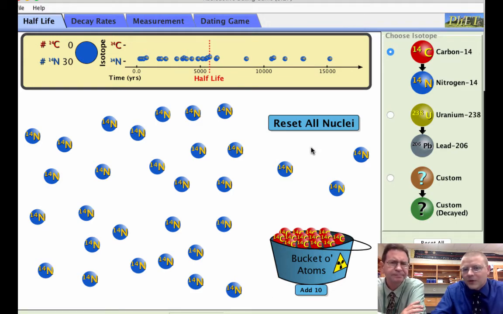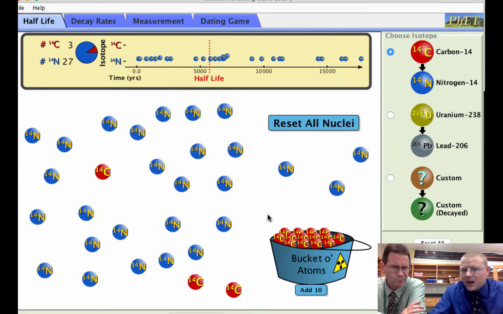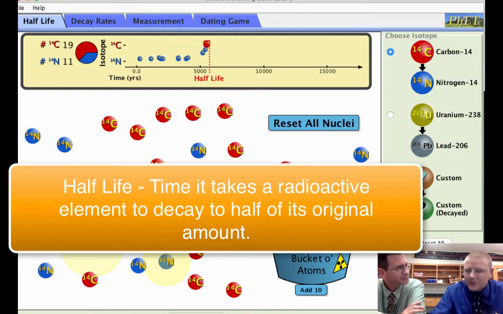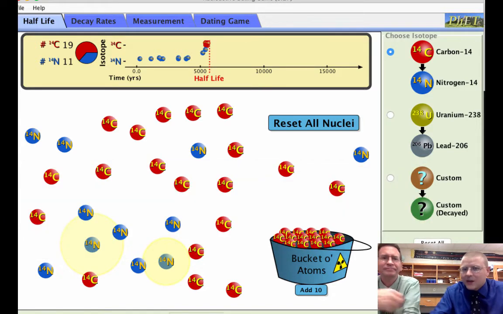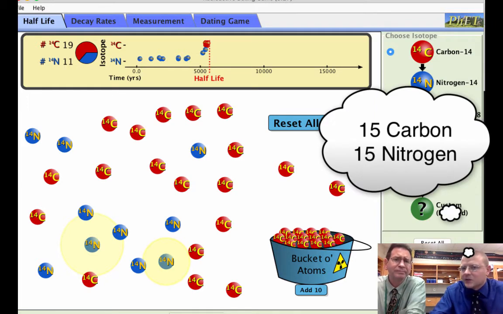So what we want to do, if I rerun that and reset it, is that every so often, if I start off with 30 carbon atoms, I lose so many by a particular point. If I started with 30, I would end up with 15, and that's what we call the half-life. By definition, a half-life is the time it takes for a radioactive element to decay halfway, to half of its original. That's right. So we started with 30 carbon atoms, and when we hit that one half-life, we now have 14 carbon atoms and 14 nitrogen atoms.